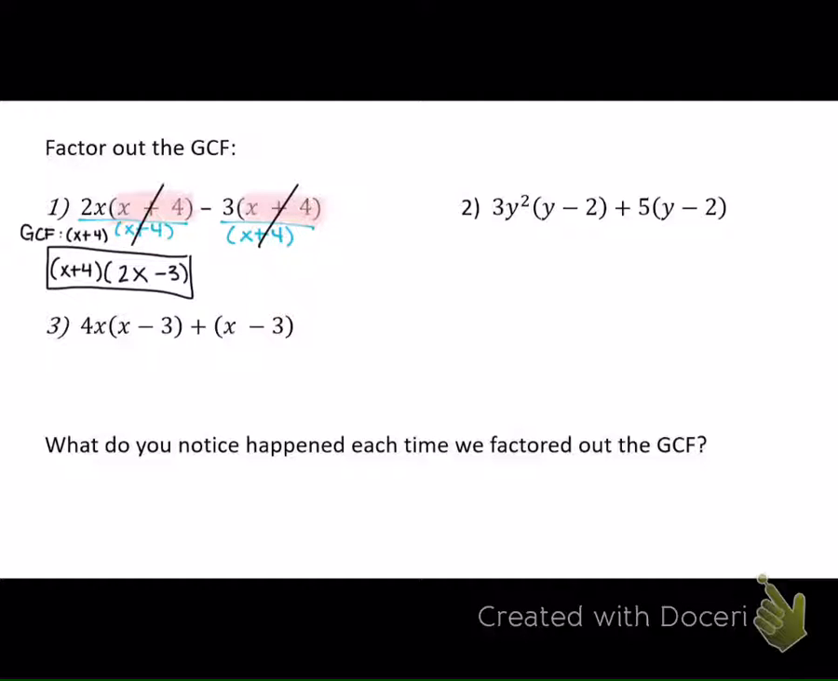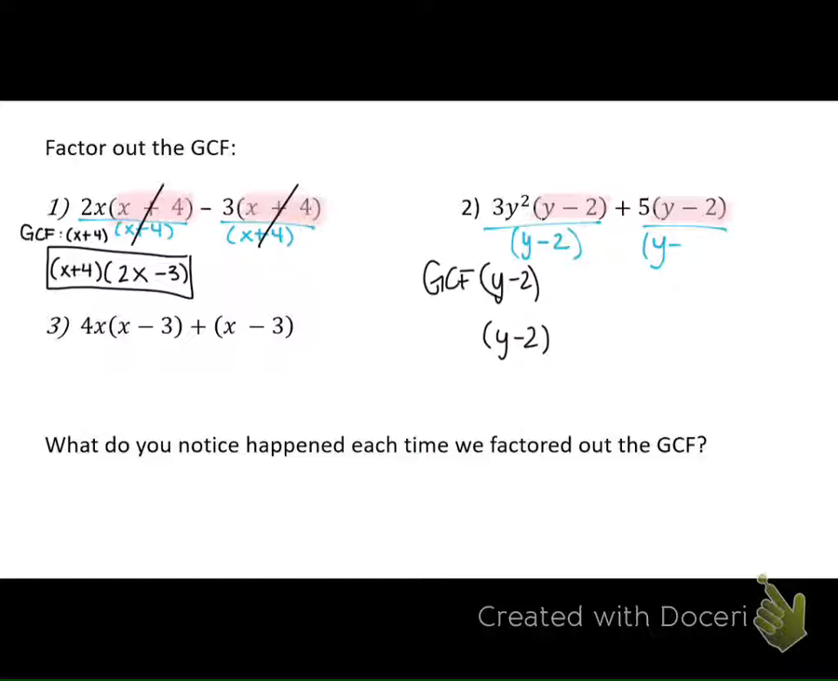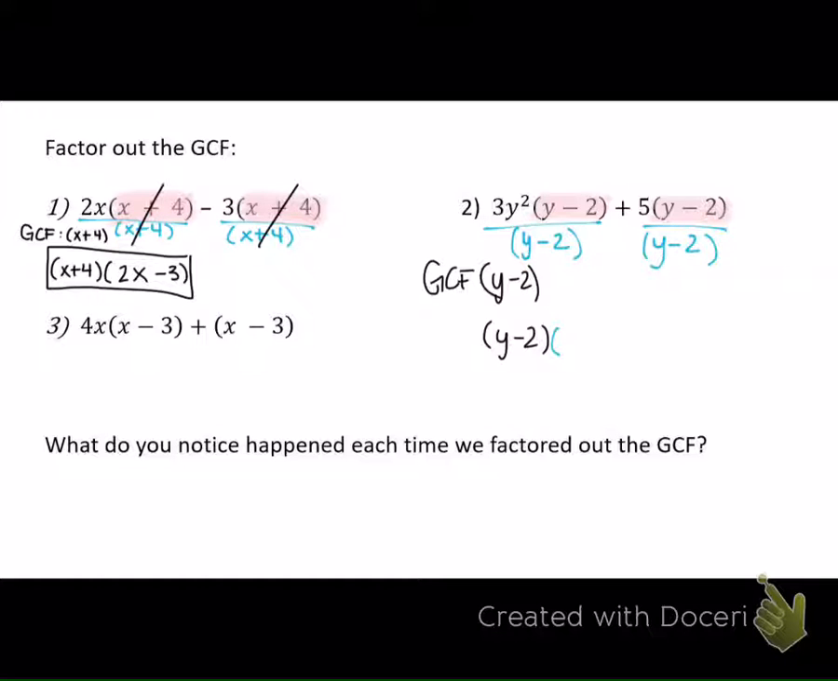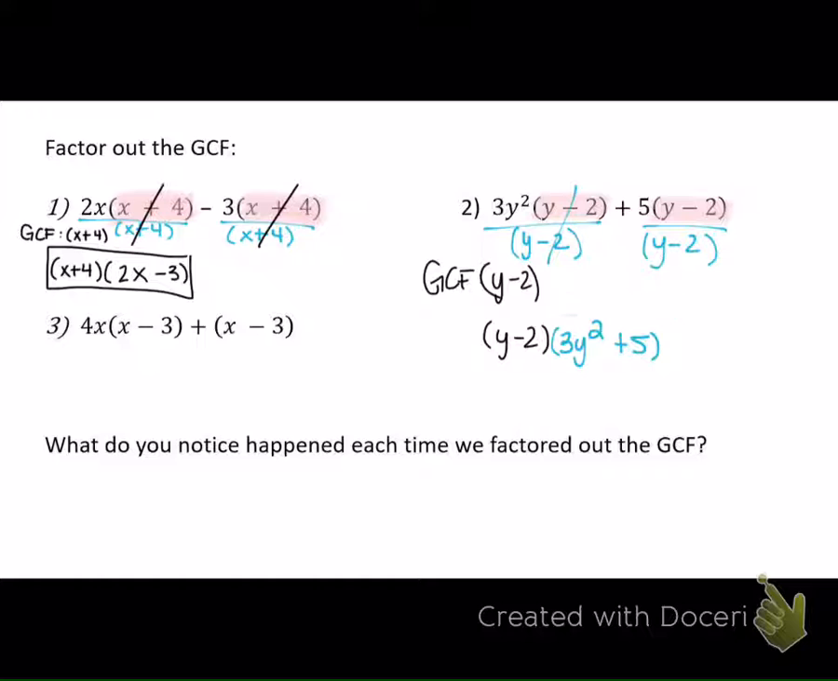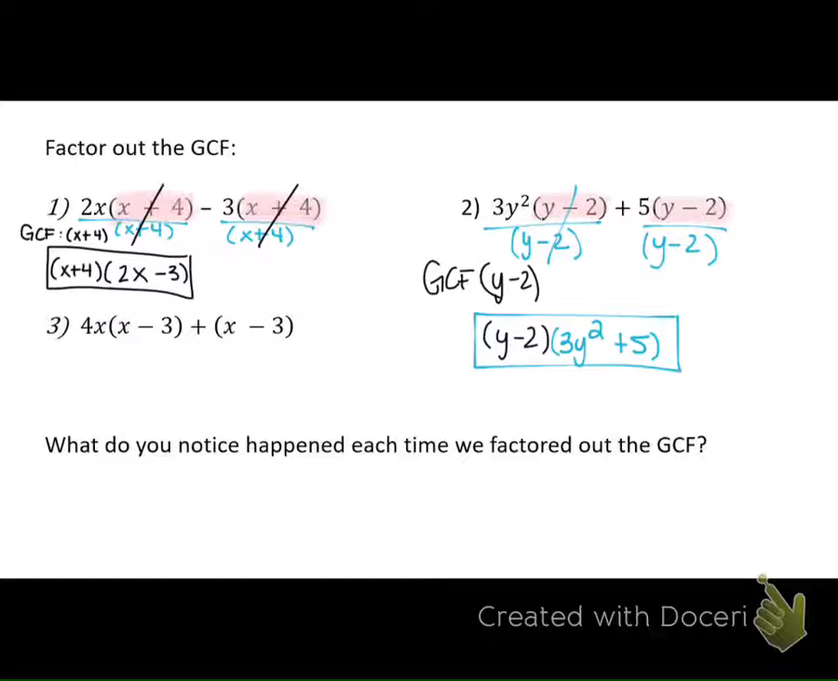So what is the GCF of number 2 then, Josh? The GCF would be y minus 2. They share the quantity y minus 2. So our GCF is y minus 2, which goes out front in parentheses. And then we divide both by y minus 2. So Riley, if you divide that first term by y minus 2, what is left over? 3y to the second power. RC, if you divide that second term by y minus 2, what do you get? Plus 5, and you are done.